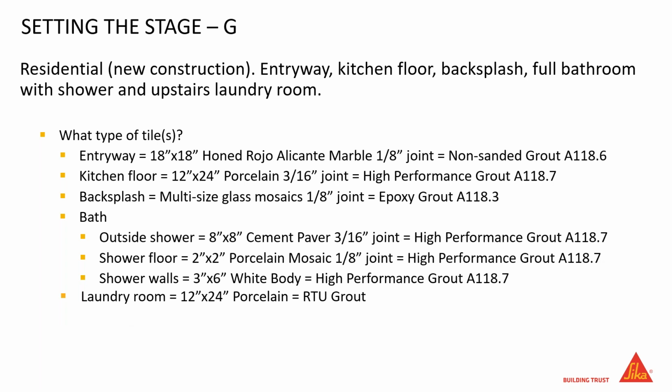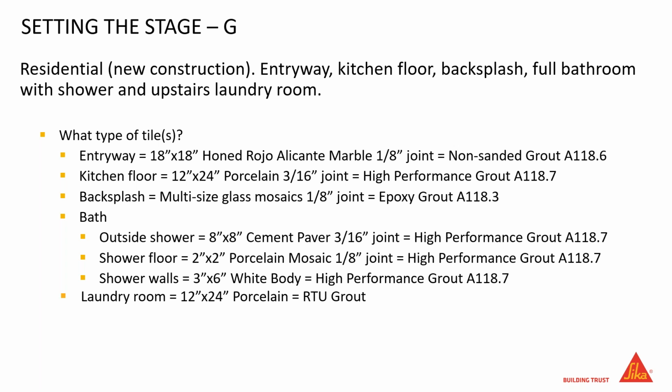So when we look at grout on this, the G in stage is what type of tiles we've got. Entryway, 18 by 18 Hone Rojo Alicante. It's a 1/8 inch grout joint. We're going to use a non-sanded 118.16. Okay, it is honed, so we're not going to really worry about scratching the surface with an aggregate in a product, but they do have a tight joint in there. They want this nice smooth finish to go with it, so we're using a non-sanded grout.